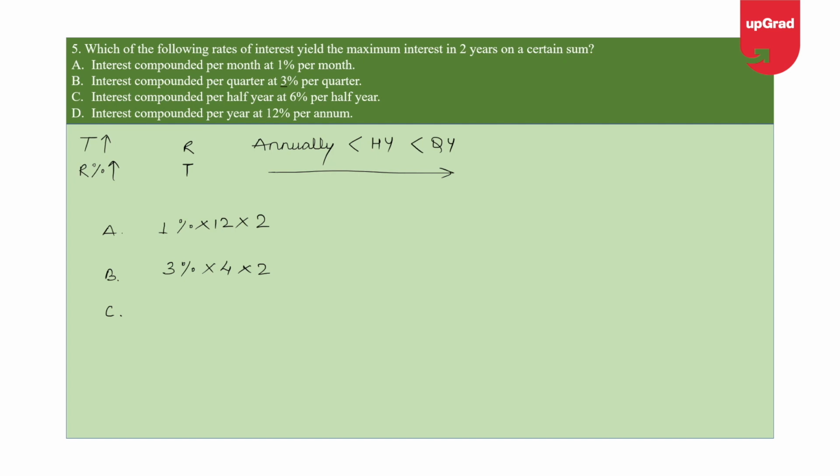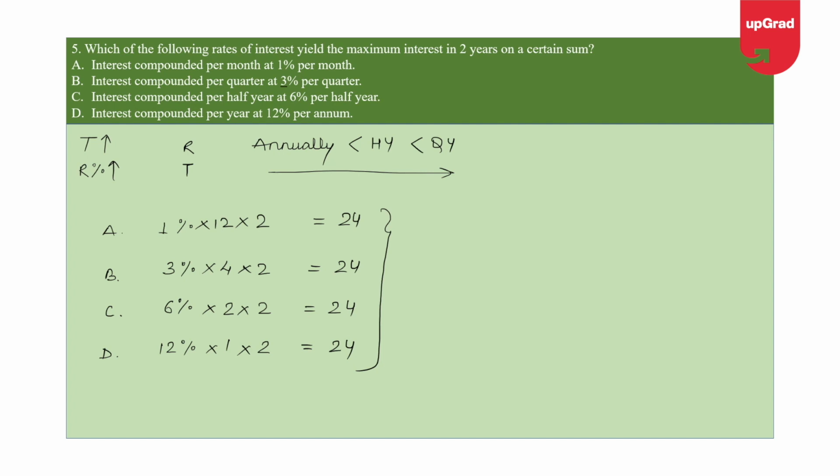Third situation says for half year, it is 6%. How many half years are there in a year? 2. And for 2 years, this is the case. The fourth one says for a year, it is 12%. So 12% for 1 year, but we are calculating it for 2 years. Now let's see what we are getting. I'm just taking the numerical values. 4 threes are 12, 12 twos are 24, 6 twos are 12, 12 twos are 24, 12 ones are 12, multiplied by 2 is 24. So each of them is fetching me 24.